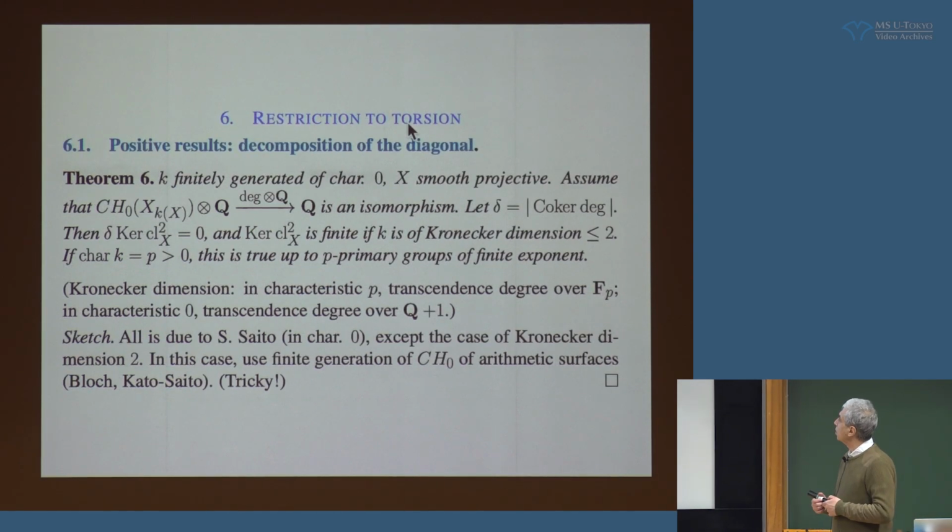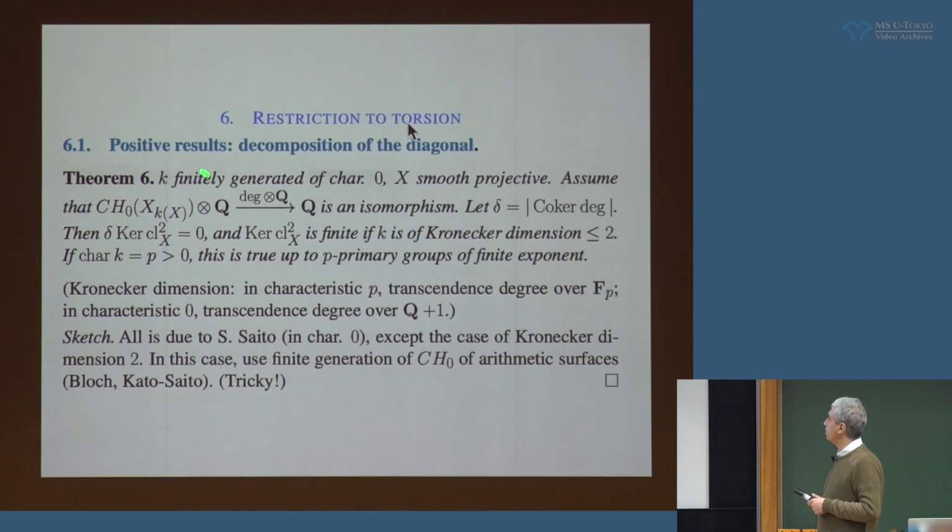So now I'm going to talk about studying the cycle class map restricted to the torsion. So first thing is some positive results. Decomposition of the diagonal means I have a smooth projective variety, and I assume that the degree map from 0-cycles of X over its function field to Q is an isomorphism. And then I'm only going to look at Chow2.